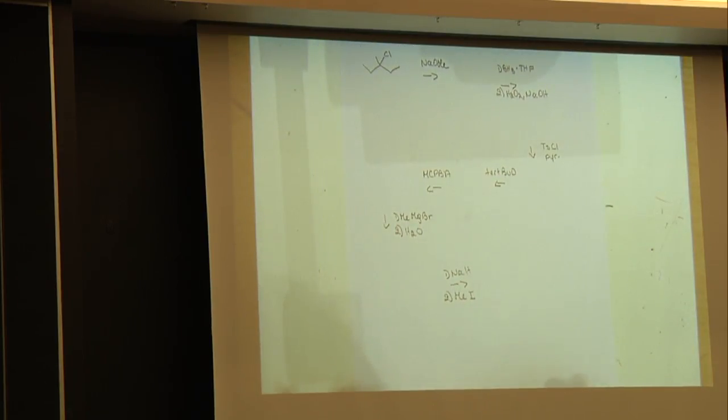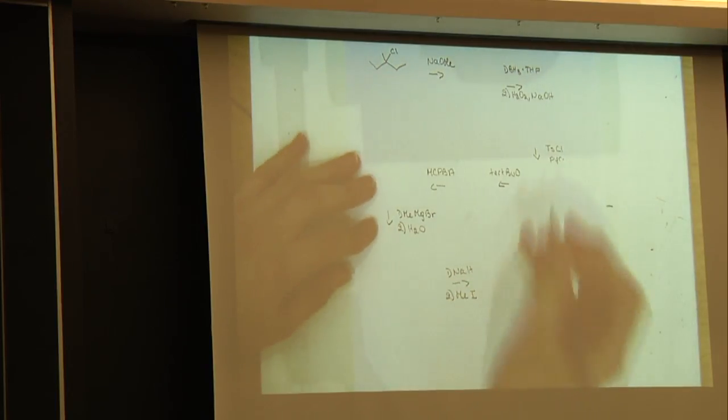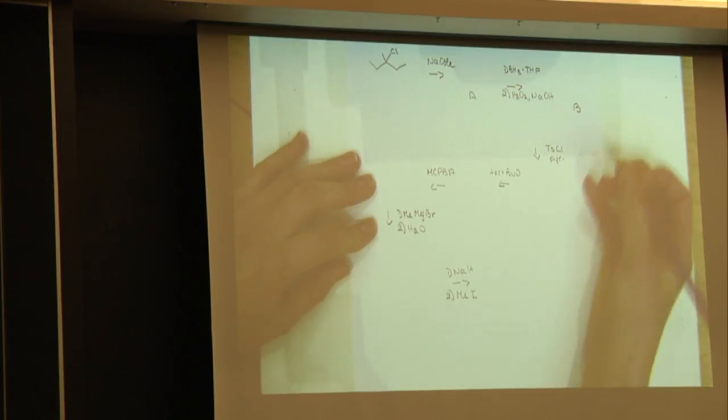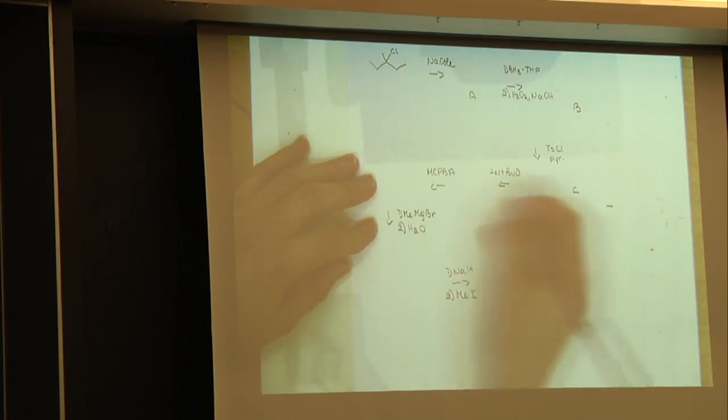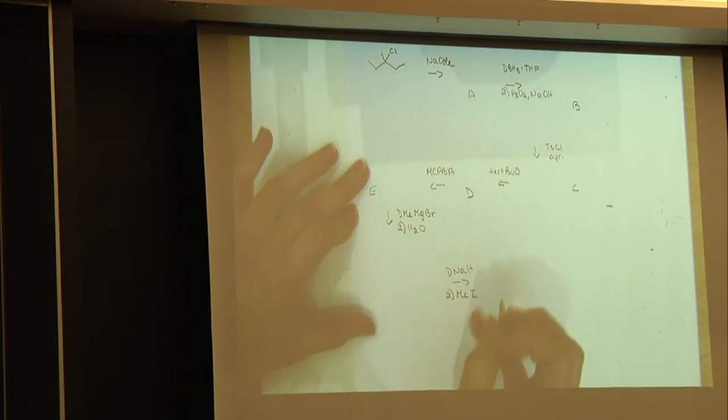So take a sheet of paper and write the intermediates that we're getting. I'm going to give you 2 minutes to work on this. We're going to have intermediates A, B, C, D, E, F, and G.